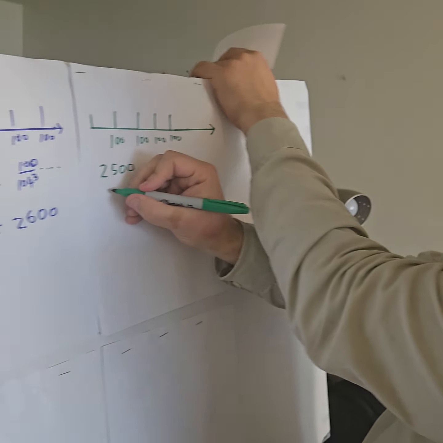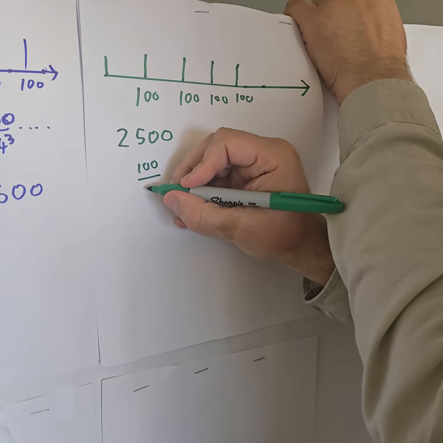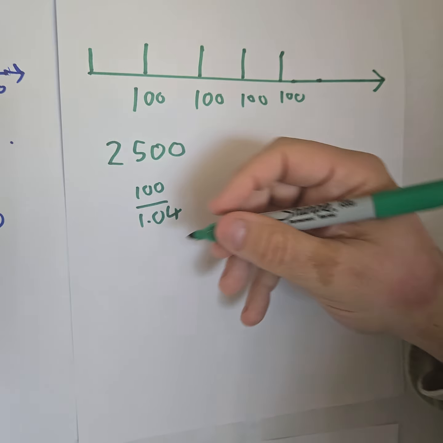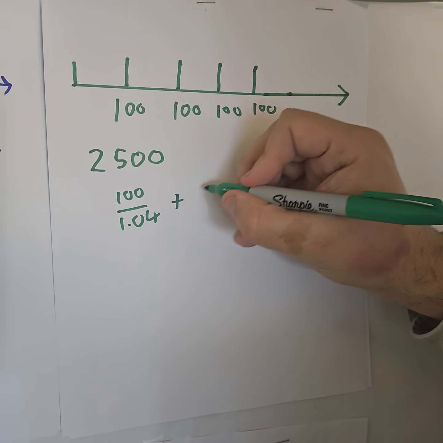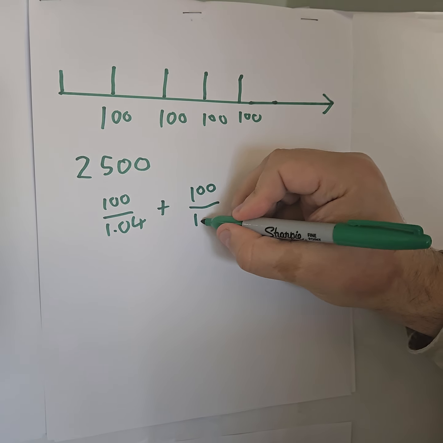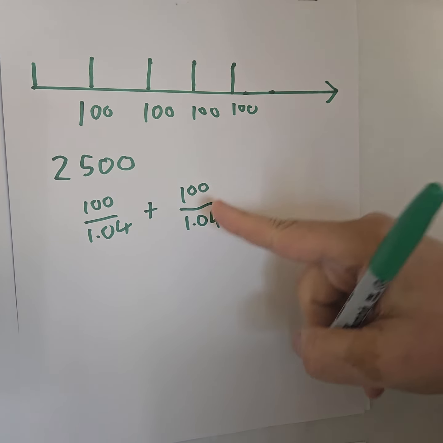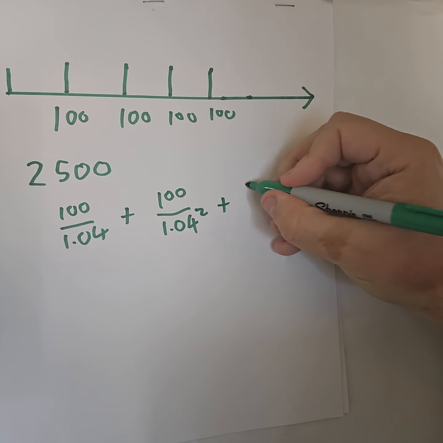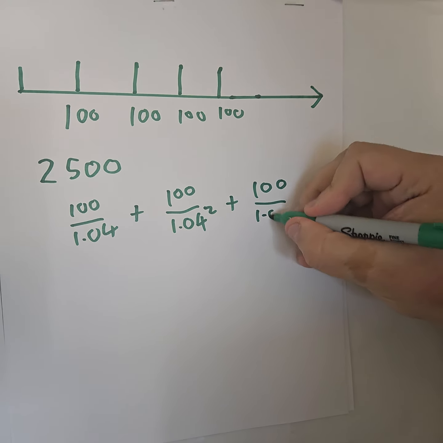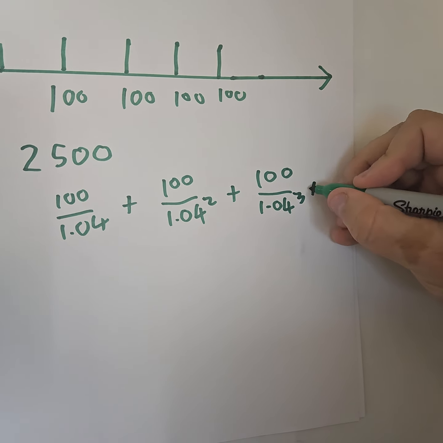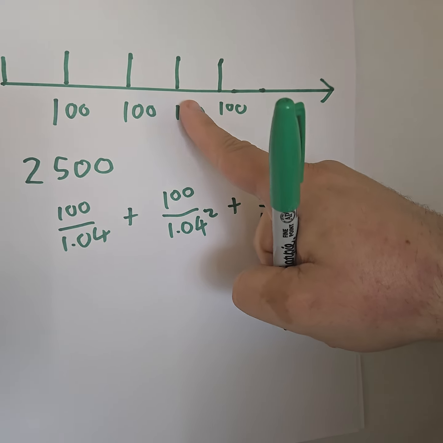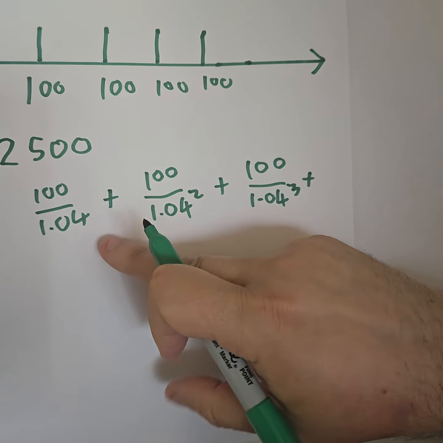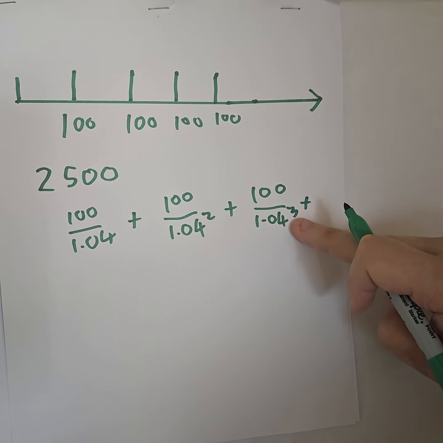What this is worth, it's 100 divided by 1.04. That term divided by 1.04. That's because that one is going back 2 years. And I'll just do one more here. Cubed plus carrying on forever. See, this one goes back 3 years. So now we have a geometric series that's infinite.